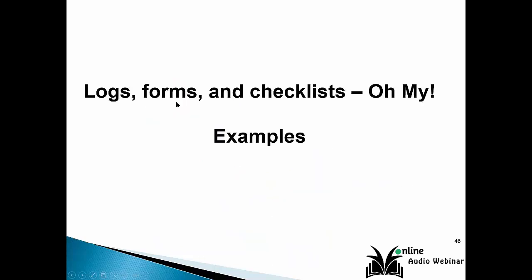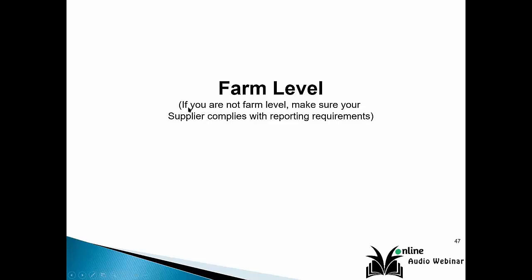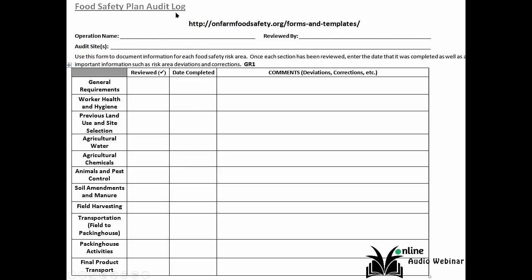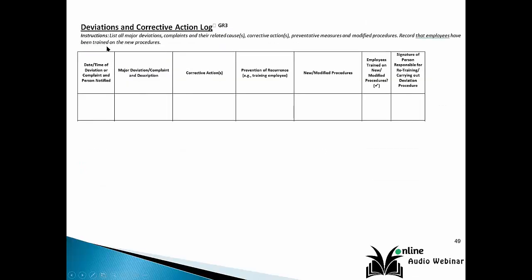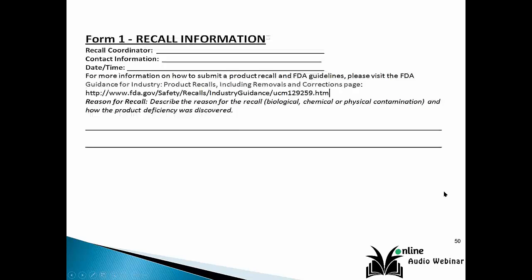Now let's talk about logs, forms, and checklists. Farm level. If you're not farm level, make sure your supplier complies with reporting requirements. Food safety plan audit log. A little bit of a corrective action log. Traceback log. Now we come to the nitty gritty here.